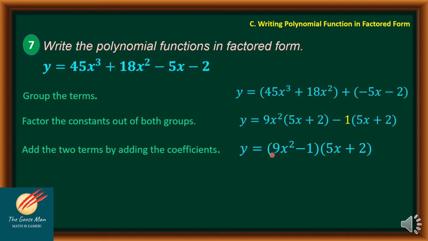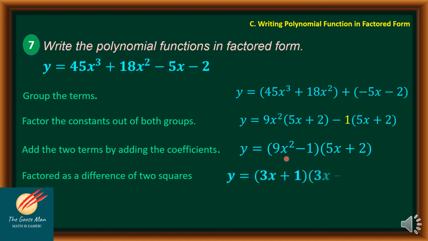But take note that I can still factor this one further using the difference of two squares. Meaning to say, if I extract the square root of 9x squared, this will result to 3x. So we have 3x here and 3x. Then the square root of 1 is 1. So we have here as the factors 3x plus 1 and 3x minus 1, times 5x plus 2 as the factored form.